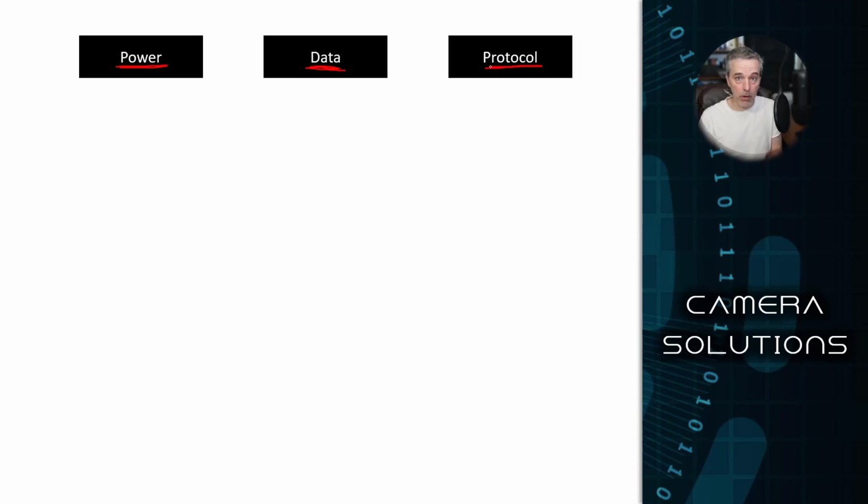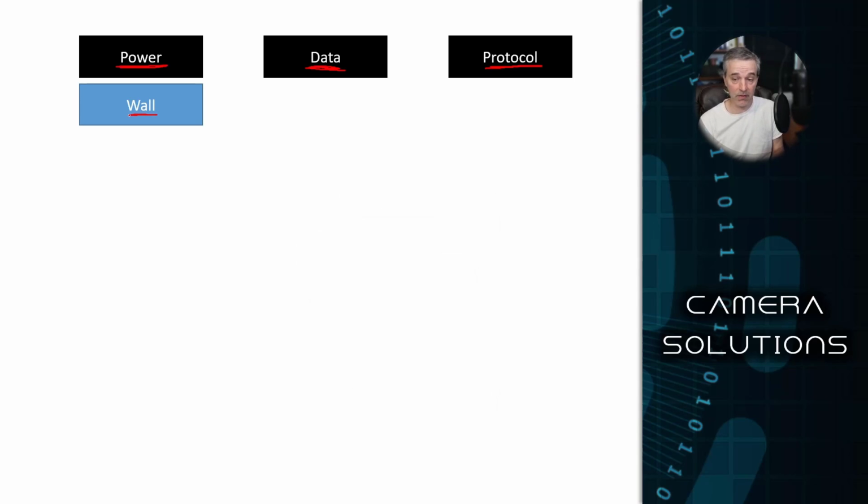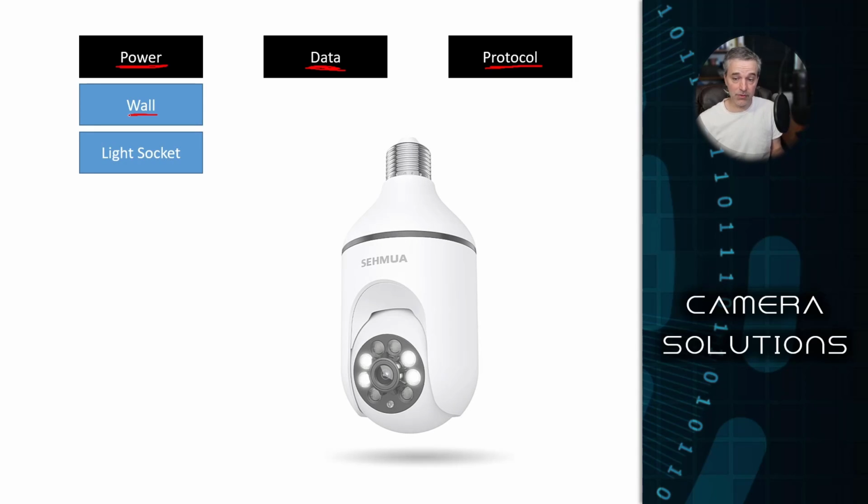So let's start with power. With power, one of the most obvious solutions is just using wall power. This is going to be very common for interior observation. So if you want to set up a camera inside of a room in your house, just plug it into the wall, use Wi-Fi, and you're up and running. So this is going to be very common for many of the cameras that are available. Another option is simply to use a light socket.